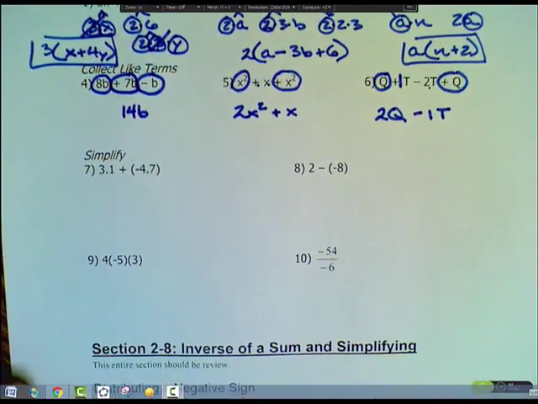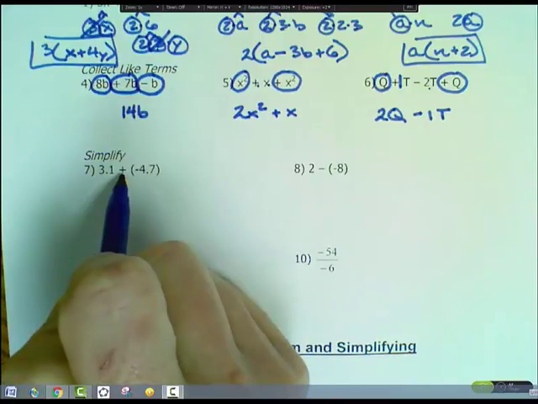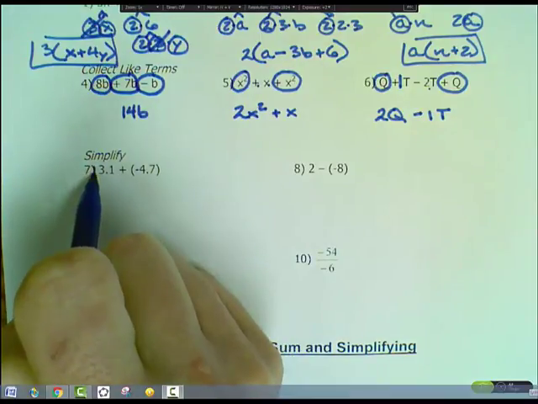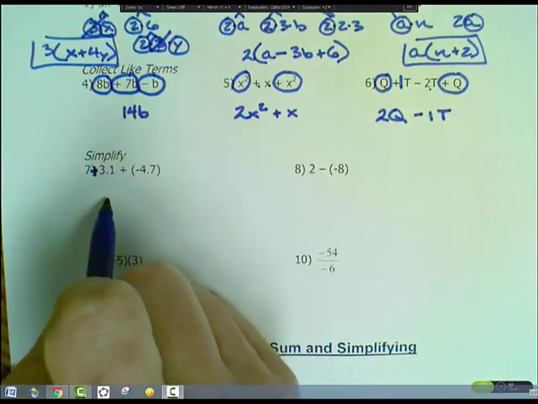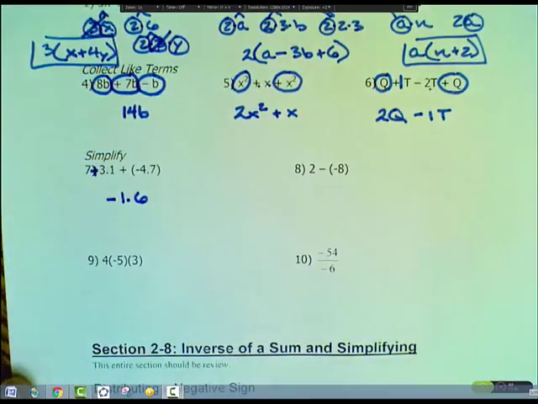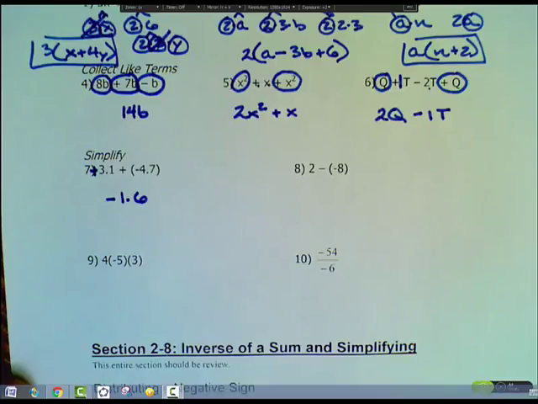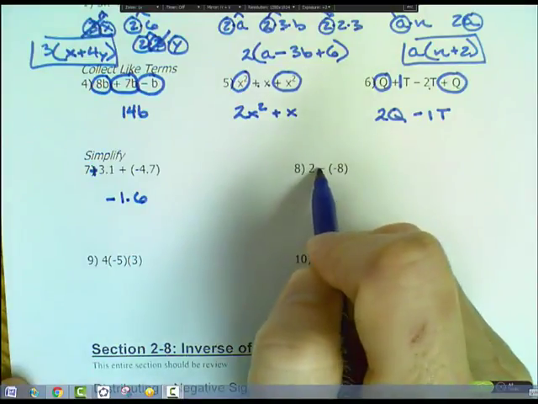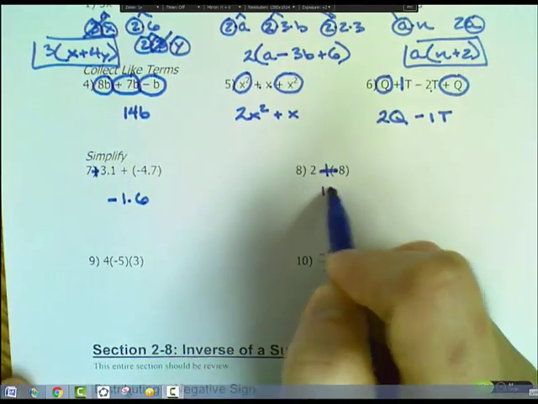Okay. Working with integers here. So when I'm adding integers together, I just ask myself, do I have more positives or negatives? In this case, I have more negatives. How many more negatives do I have? I have 1.6 or 1 6/10 more negatives. Here, a double negative is a positive, so 2 plus 8 would equal 10.